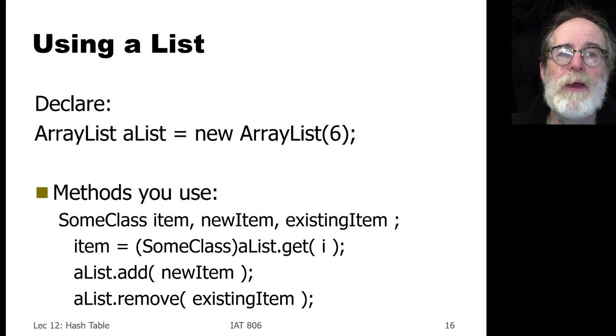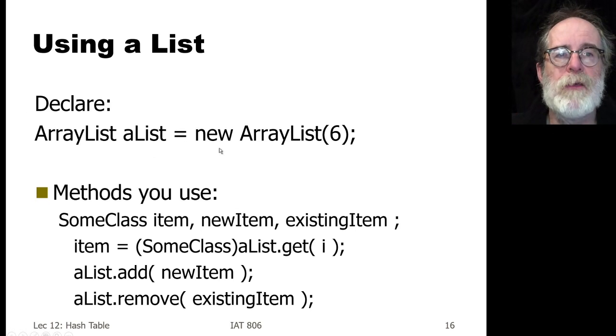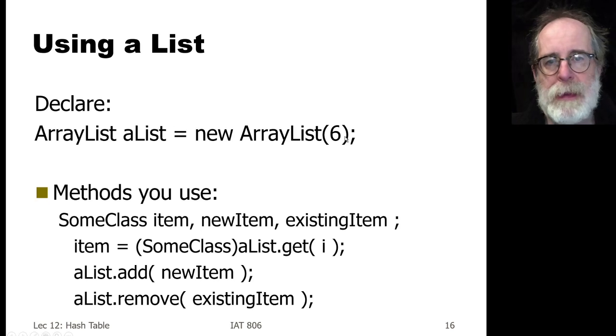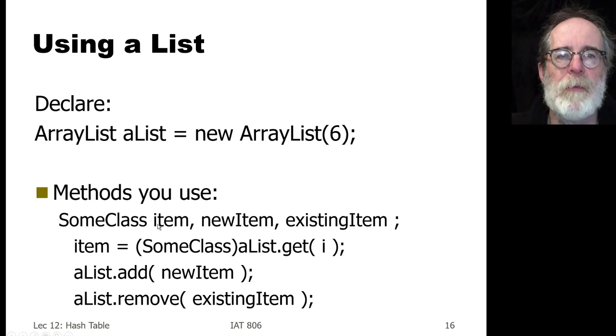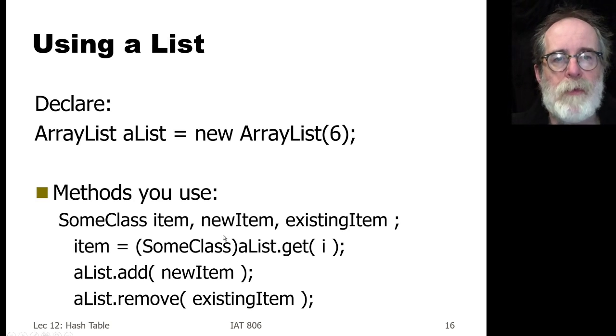So, how do we use a list? Well, this is a repeat from before without the type specification. ArrayList list equals new ArrayList, giving a hint that its size is 6. SomeClass item equals new item, existing item, where SomeClass is the name of the class, and there are these 3 instances. I can get item i out of that list, cast it to SomeClass, and stick it in item. I can add it to the list. I can remove it from the list. Okay?